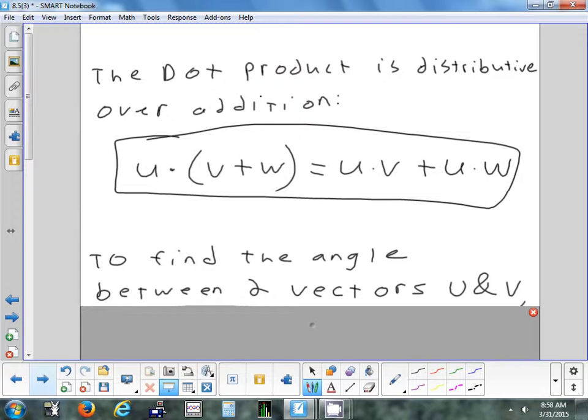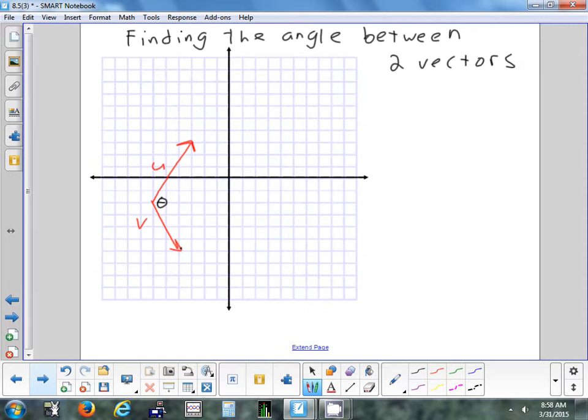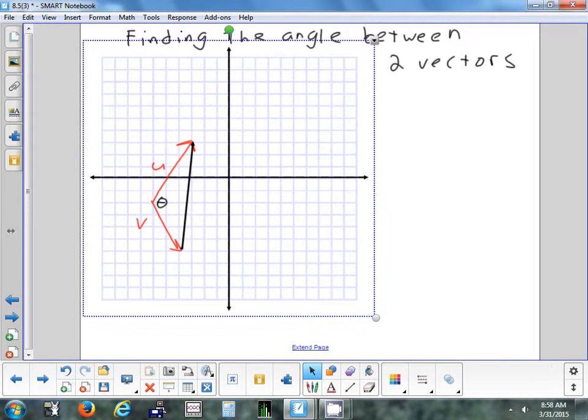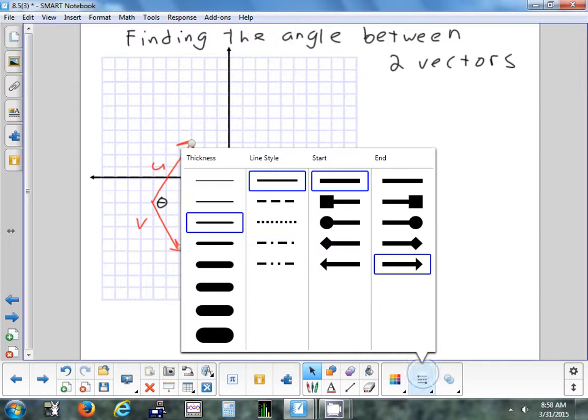All right, so we're going to go through and see if we can figure out what the formula is. Okay, so on the next page, I'm going to draw two vectors. And I want a formula for theta, to figure out theta. Well, first thing I need to figure out is what that would be. Okay, and that's a little tricky to figure out.